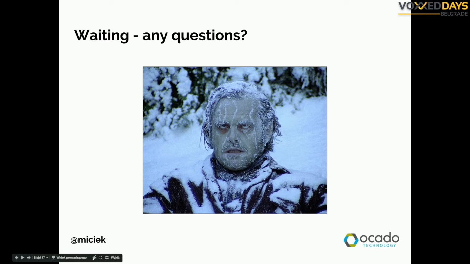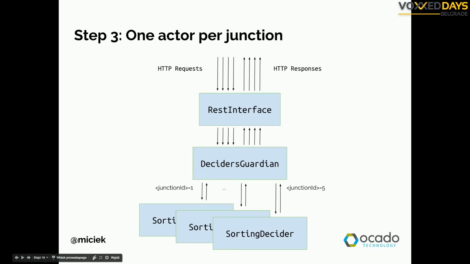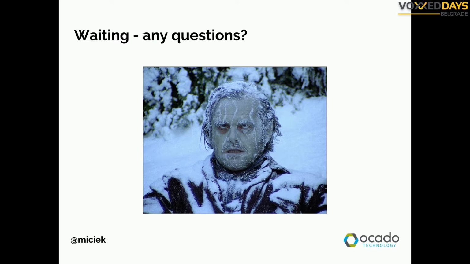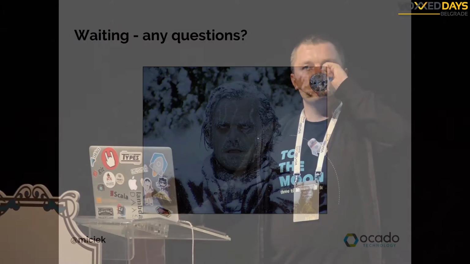Waiting. Any questions? So what I did is just added a new layer of abstraction, DecidersGuardian. Any questions about DecidersGuardian? Ten seconds, and then we'll move to the guessing game again. No questions. Okay, then tell me, what do you think the requests per second will be?